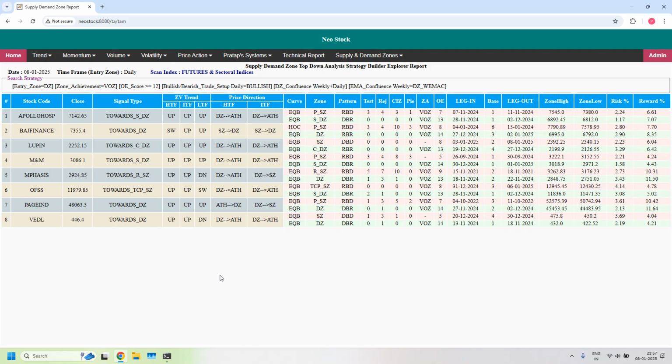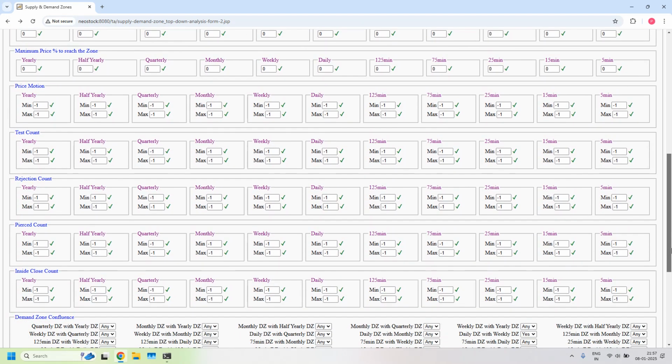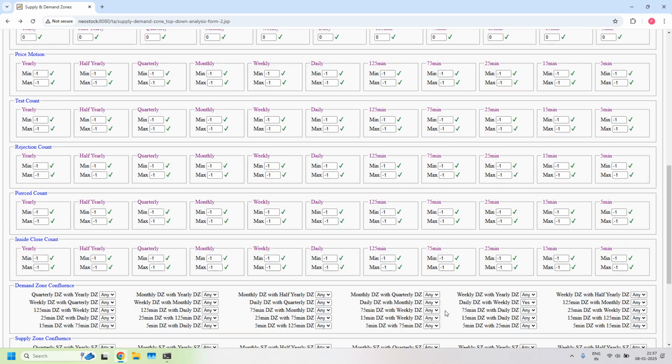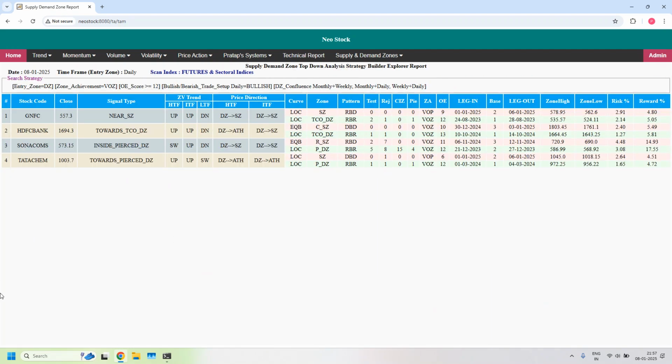Okay. Next, let us look for LTF, ITF, HTF demand zone confluence. Removing the EMA filter. In the demand zone confluence, we have to set 3 filters. First is the daily and weekly demand zone confluence, already enabled. Second filter, daily demand zone with monthly demand zone confluence. And third filter, weekly demand zone with monthly demand zone confluence. With all 3 filters, LTF, ITF, HTF demand zone confluence, we got 4 stocks.